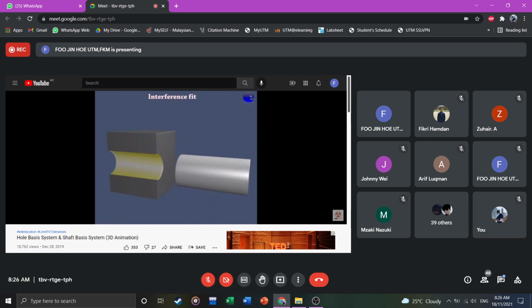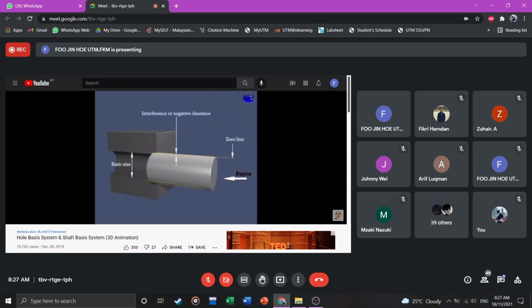Interference fit, interference hole, basic shaft. Force is required to insert the shaft. Basic size, zero line, interference or negative clearance, tolerance zone of shaft, tolerance zone of hole.